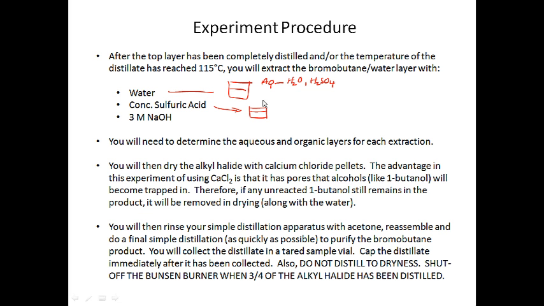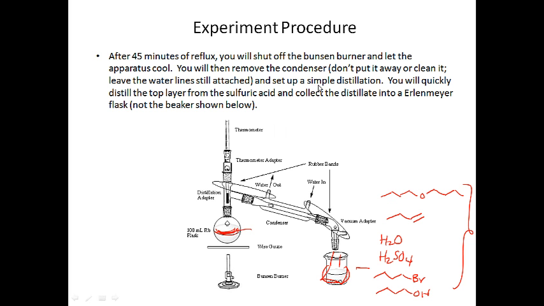Now, why am I adding sulfuric acid in this second extraction? Well, let's go back and look at our products. What happens if I add H plus to my dibutyl ether? If there's dibutyl ether present, it's going to become protonated. Once it becomes protonated, it becomes ionic. What layer does it go into? Aqueous layer, or the sulfuric acid layer. So the sulfuric acid layer will remove any dibutyl ether that's present.